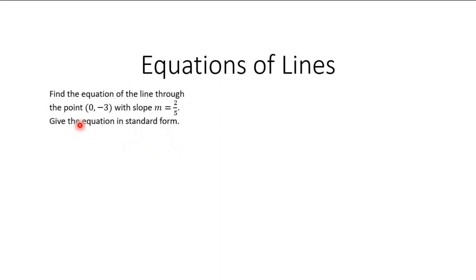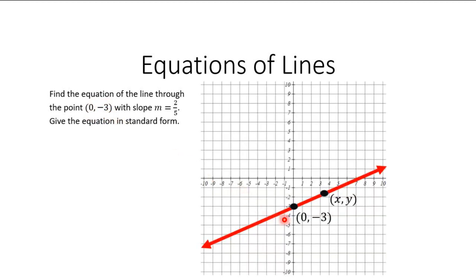So let's visualize it. We have in the rectangular coordinate system the ordered pair 0, -3. And then we have another arbitrary point that just has an x and a y value. It could be any one of the points along this line. So that ordered pair x, y represents any point along the line. All right, now we're going to come up with an equation for the rise and run.